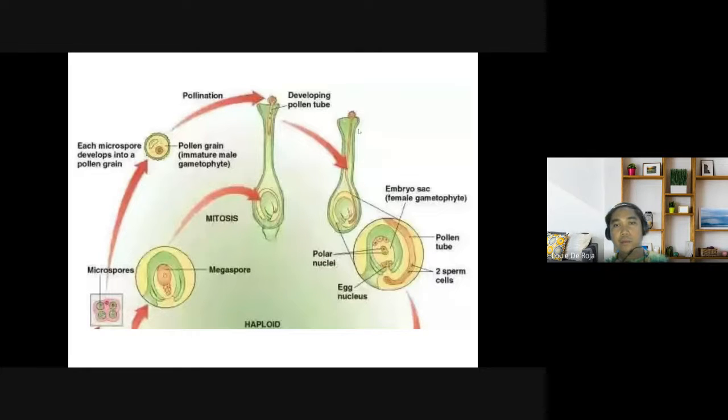magre-release ng yung pollen tube ng dalawang sperm cells at papasok po dyan. Okay? Isa po doon para ma-fertilize yung polar nuclei at yung isang egg nucleus. So, dalawa po siya. Dalawang sperm po yung nire-release ng isang pollen grain.